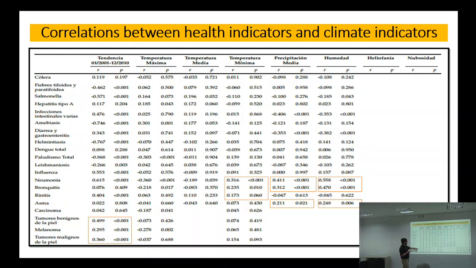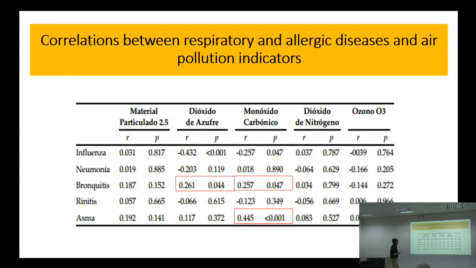Asthma as well, we found the correlations with humidity and precipitation. And you can see here the trends in time of the respiratory related diseases. When we cross asthma or respiratory diseases with pollution indicators, we found, I could say, a considerable association with asthma.